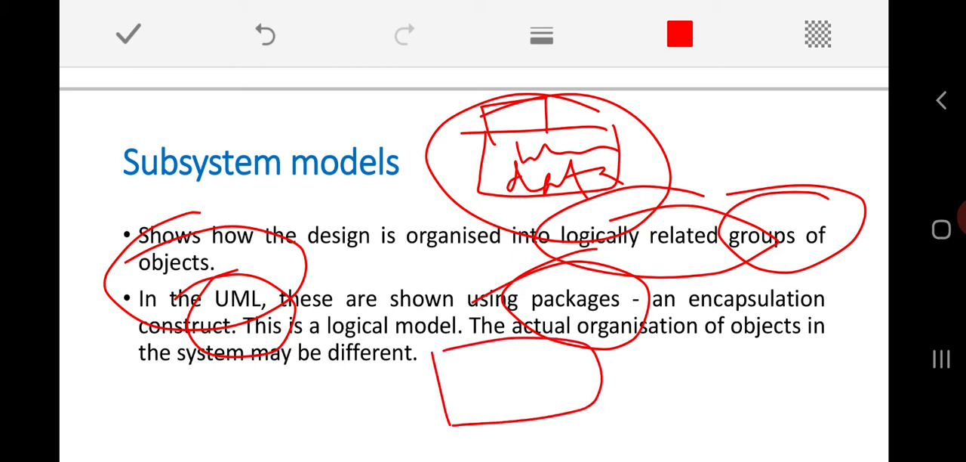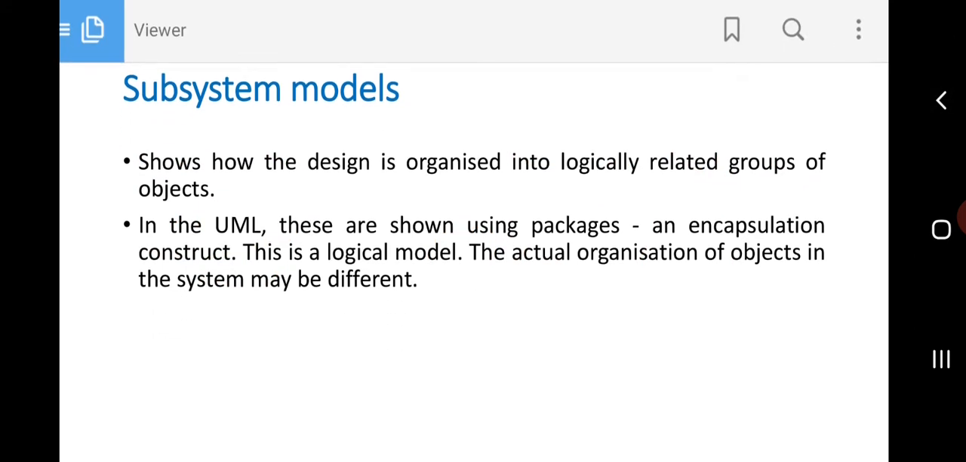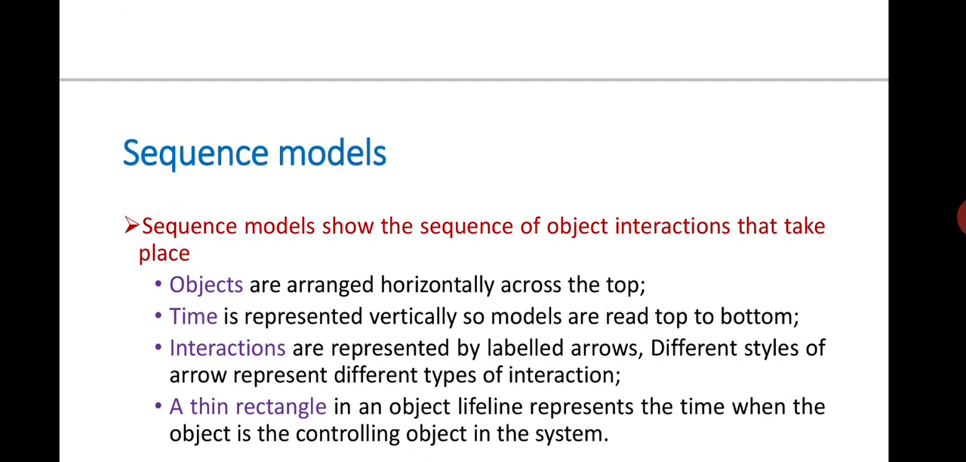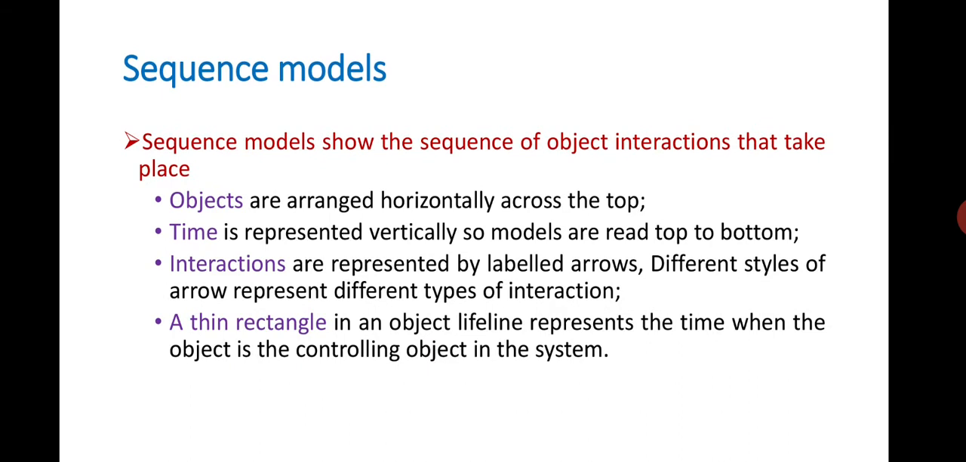Another subsystem that we can identify here is instruments, see there. So this is another subsystem. Like this, the grouping of all these subsystems together makes up the weather station here, okay. So this is how the subsystem models are represented. It's a type of static model actually, okay.